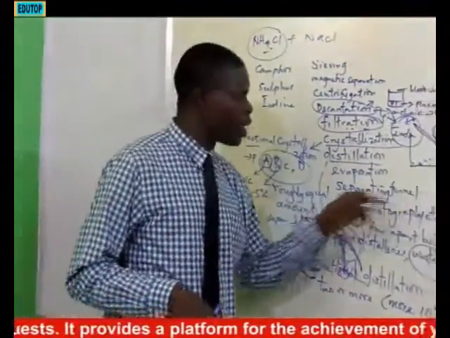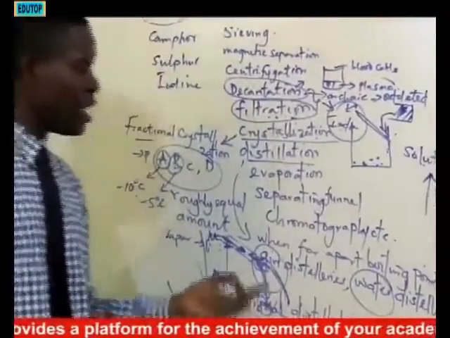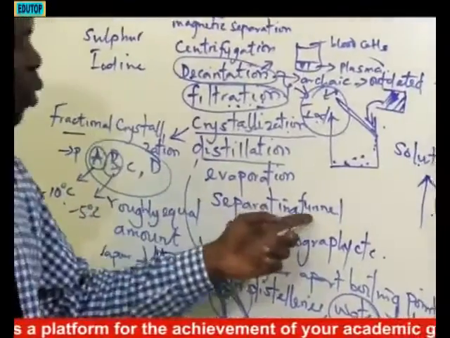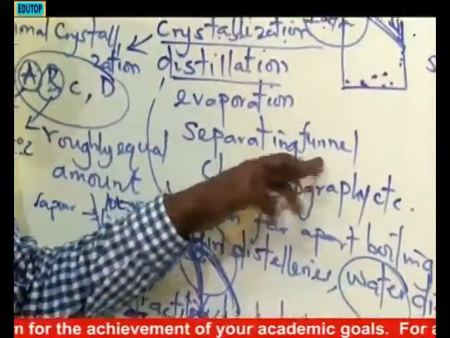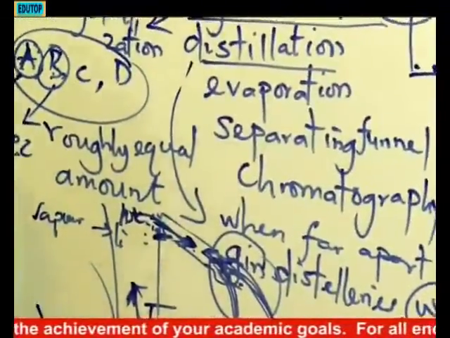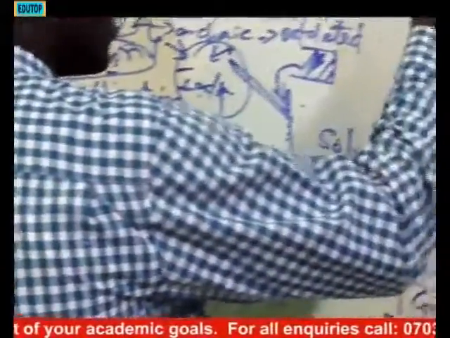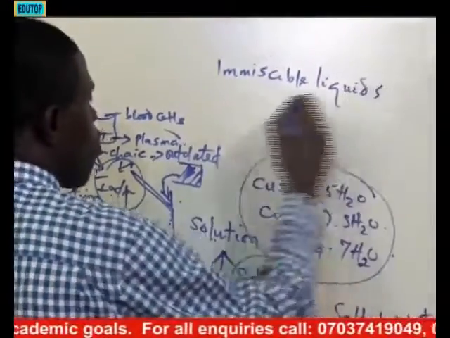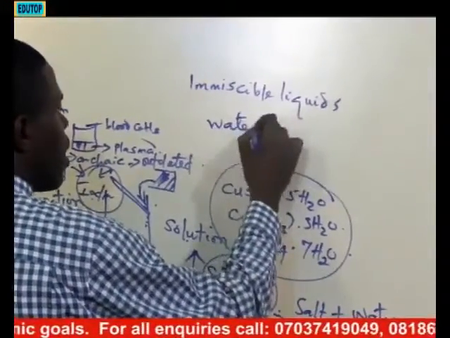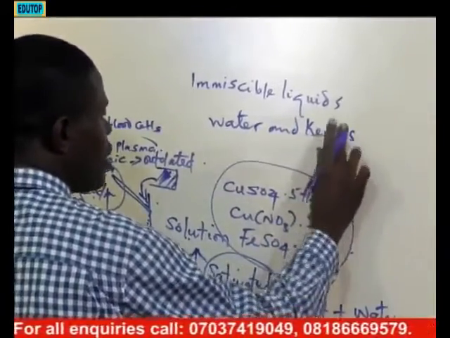Then separating funnel is another separating technique that is used to separate mixtures with respect to what? Density. And it is employed when you have two immiscible liquids. Example, water and kerosene. So you have to separate water and kerosene.